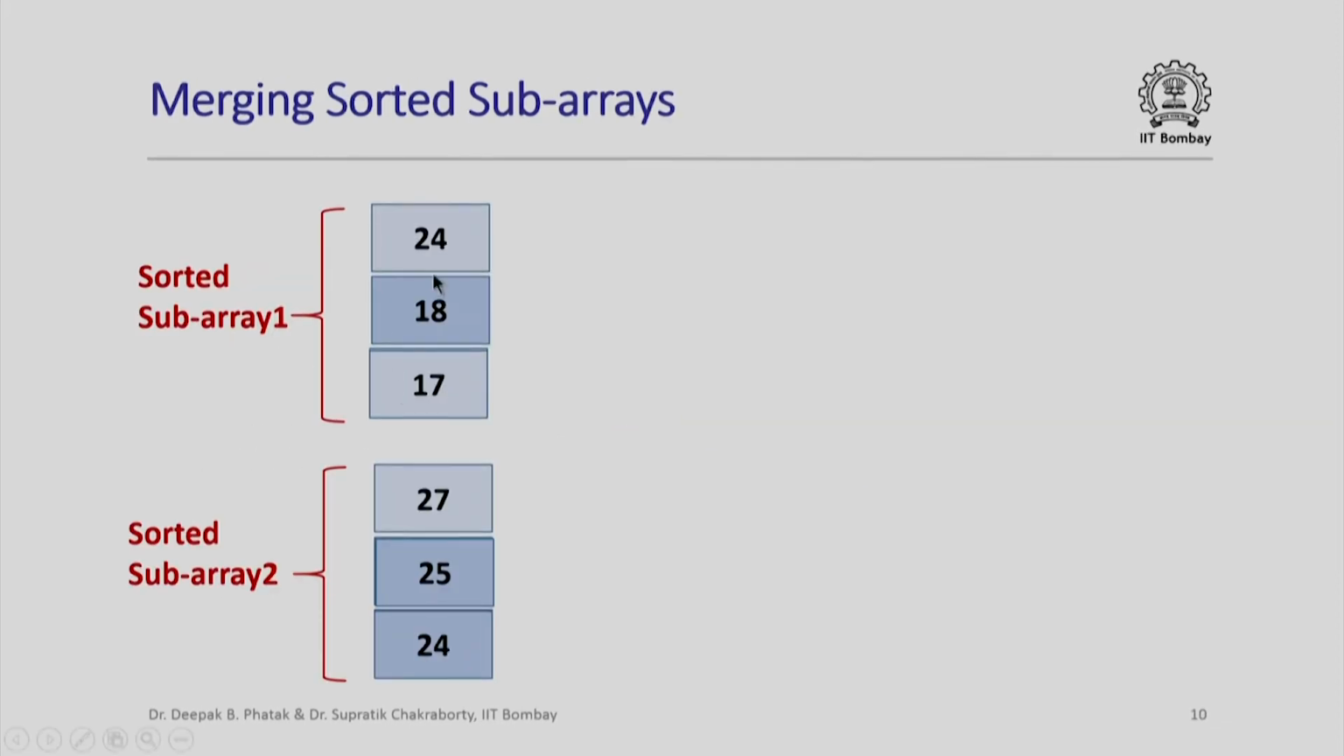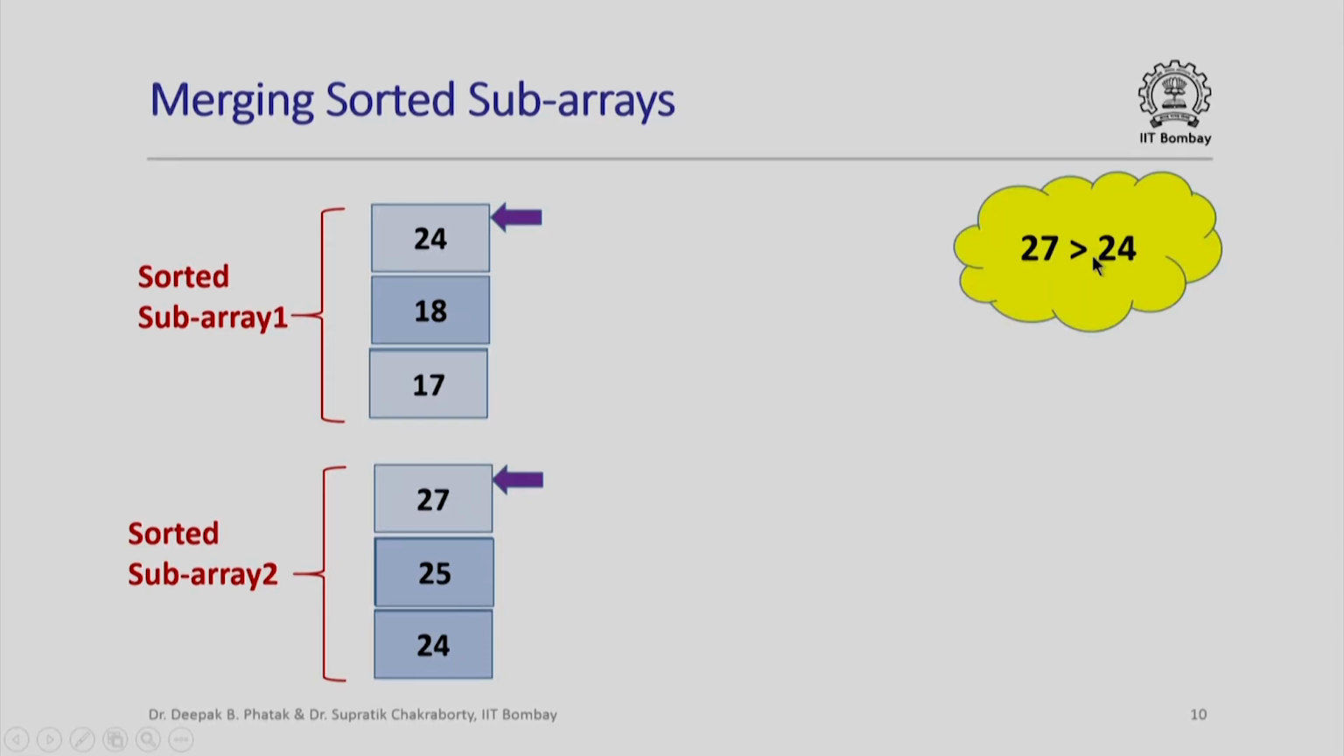Here I have two sorted subarrays, each containing 3 elements, both sorted in decreasing order, and what I want to do is merge them and find one sorted array of 6 elements where the elements are sorted in decreasing order. How might I go about doing that? Well, I could have an index which points to the current maximum element in each of the two subarrays, and then I could check which of these two elements is larger.